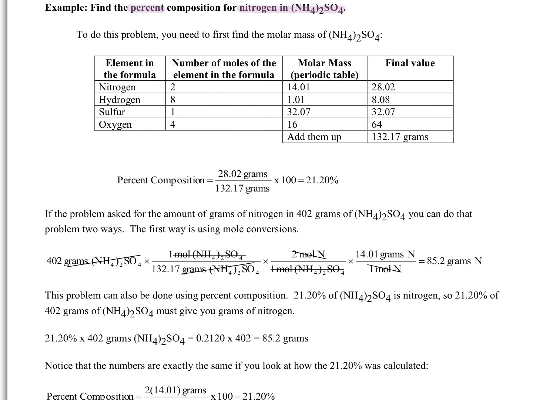So to find percent composition, it's the part over the whole. My part of nitrogen is 28.2 over the whole, which is 132.17. I end up with 21.20%.